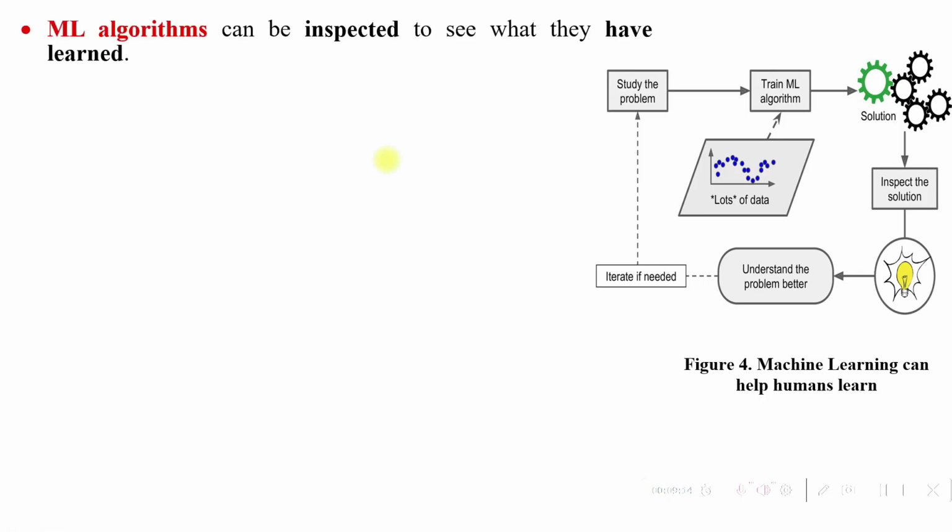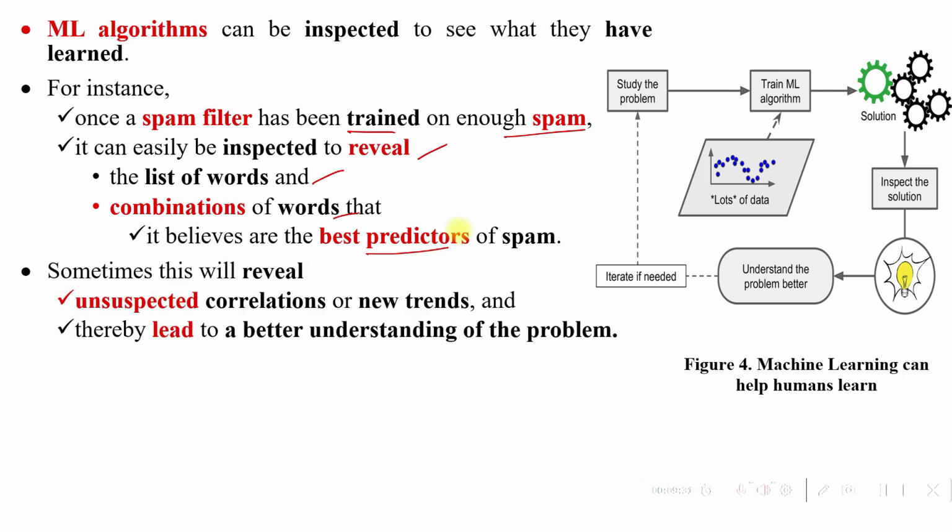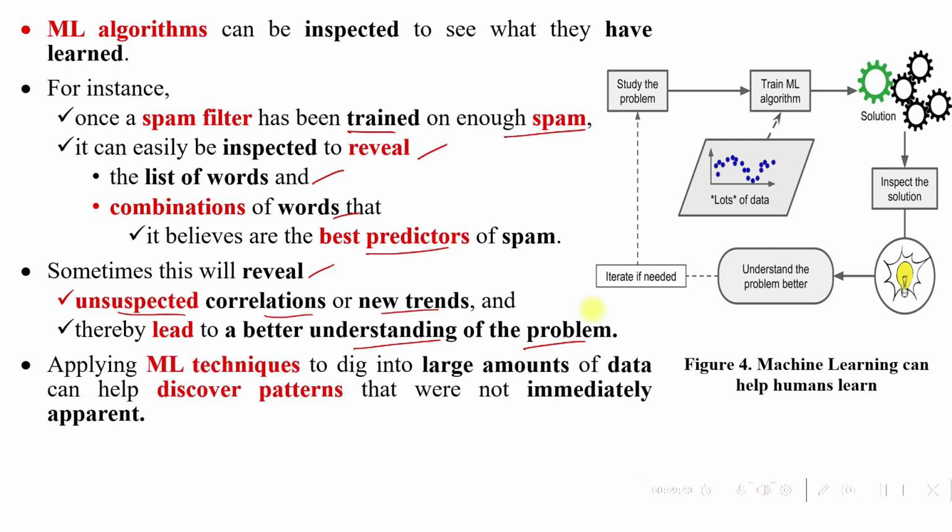Now, machine learning can be inspected to see what it has learned. For instance, once a spam filter has been trained on enough spam, it can easily be inspected to reveal the list of words and combinations of words that it believes are the best predictors of spam. Sometimes this will reveal unsuspected correlations or new trends, and lead to a better understanding of the problem. Applying machine learning techniques to dig into large amounts of data can help discover patterns that were not immediately apparent. This is simply called data mining.